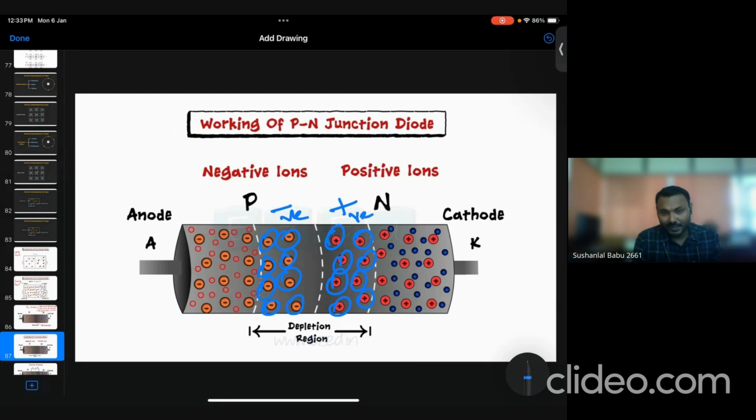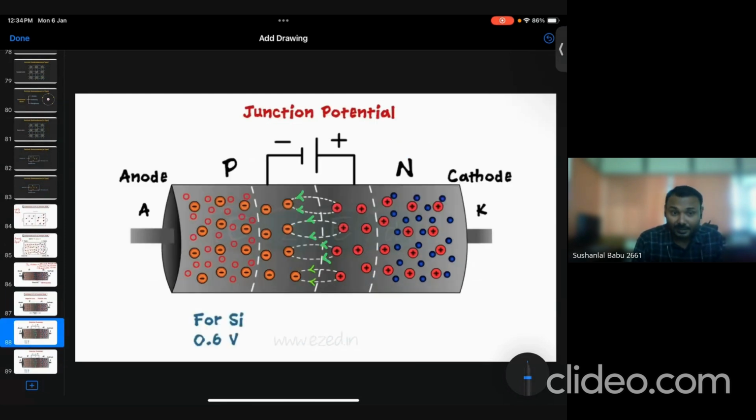The existence of positive and negative charge will lead to a potential. So there will be a small potential difference, and there will be an electric field from positive to negative inside, which is shown outside. This is just a symbolic representation. There is no external potential imparted; we are not adding any external potential difference. This is the potential generated across the junction within the diode.